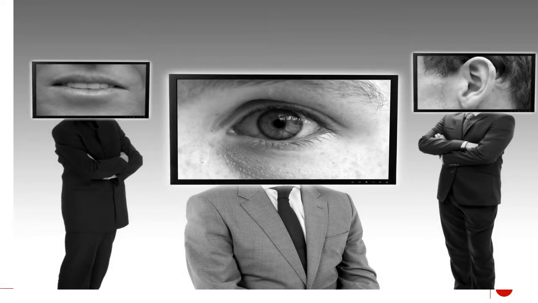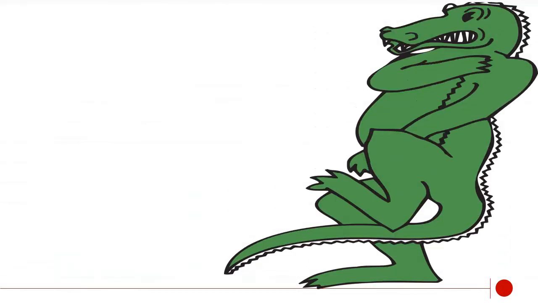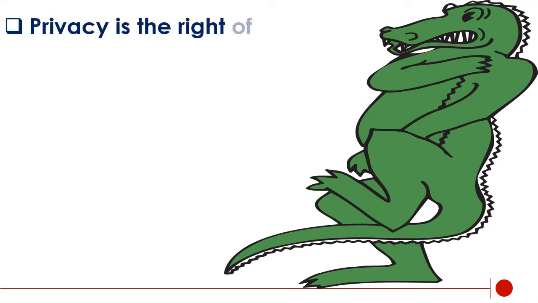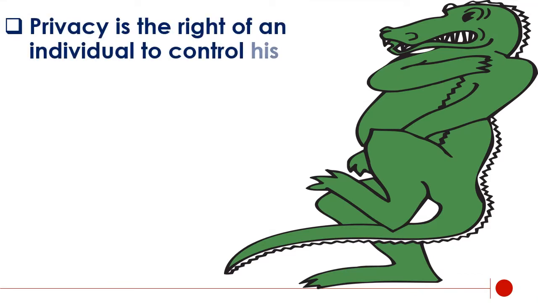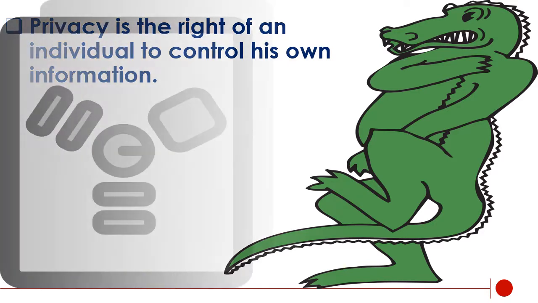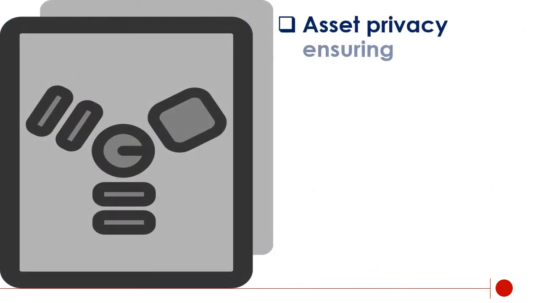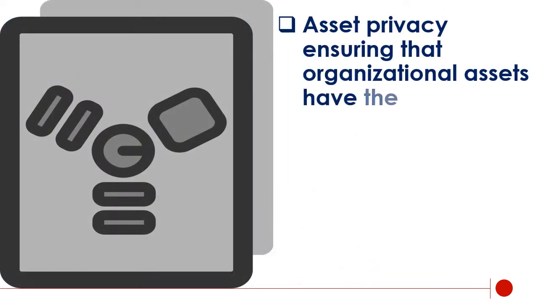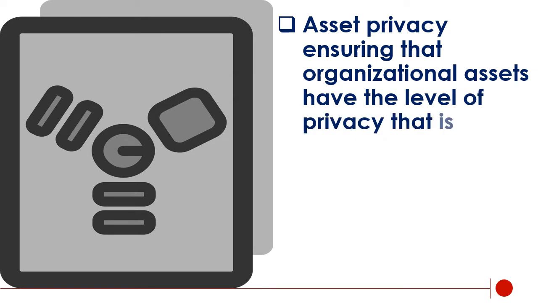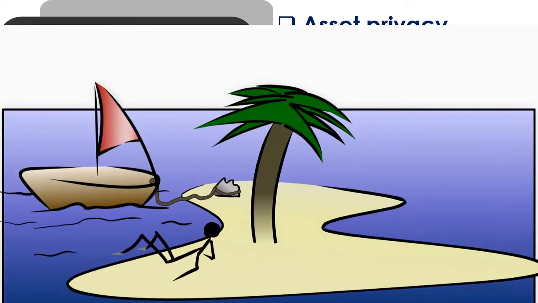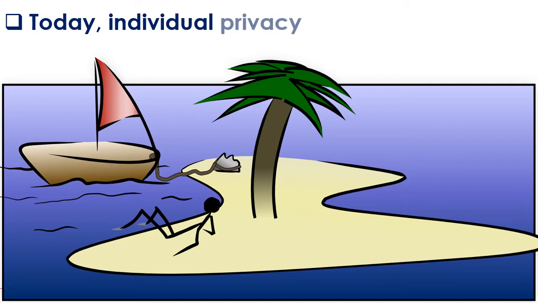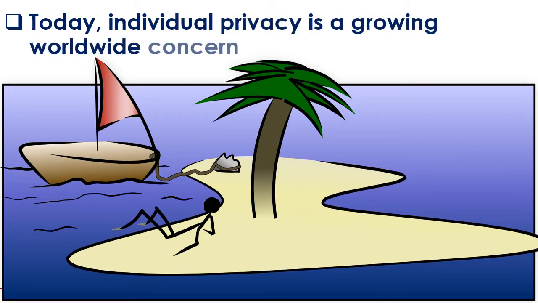Protect privacy. Privacy is the right of an individual to control his own information. Asset privacy, ensuring that organizational assets have the level of privacy that is needed. Today, individual privacy is a growing worldwide concern.